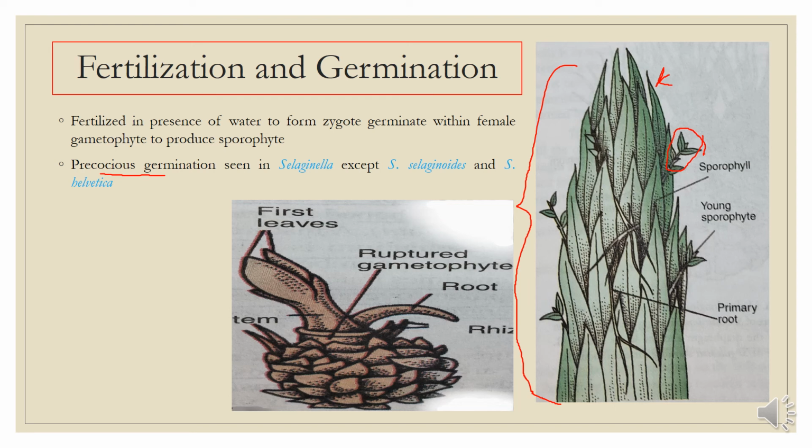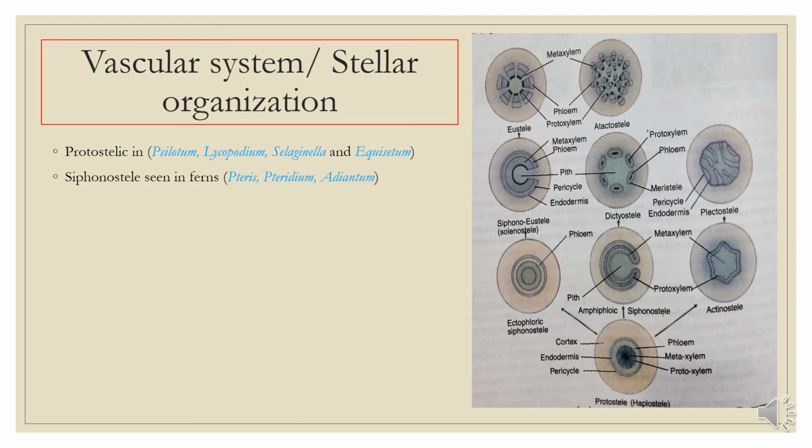This is the sporophyte of the next generation. So this type of germination while still inside the parent plant is called precocious germination, and this is found in most of the Selaginella species except these two species of Selaginella. All other species of Selaginella show this type of precocious germination. So this precocious germination in Selaginella is very important because short questions usually come.